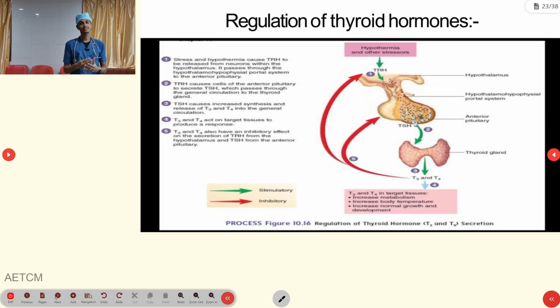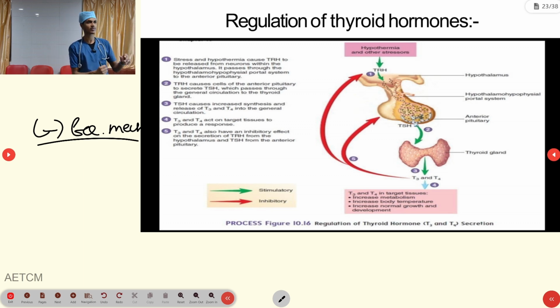And then the regulation of thyroid hormone: how your body regulates it. One mechanism is called the negative feedback mechanism. Just remember the term negative feedback mechanism, and I will explain it one by one. To understand this concept, you should remember three major parts. First, the hypothalamus. Second, the anterior pituitary gland. Third, the thyroid gland.